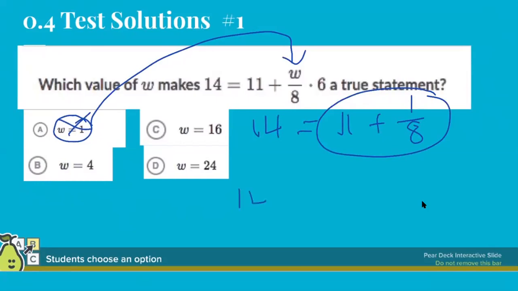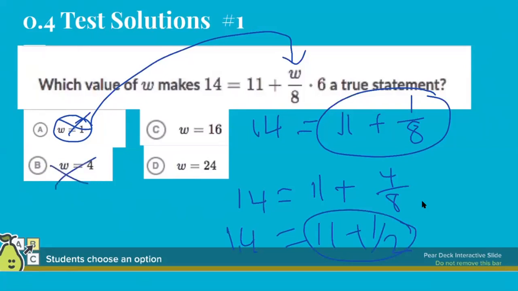I can try the next one, B, which is 11 plus 4/8, 14. 11 plus 1/2. So I know it's still not going to be equal to 14. This is 11.5. It's not 14, so it's not this answer either. So what you do for this one is that you test it out. For this one, the answer is not B. I know that because 4 divided by 8 gives me 1/2. 11 plus 1/2 is not going to work, okay?